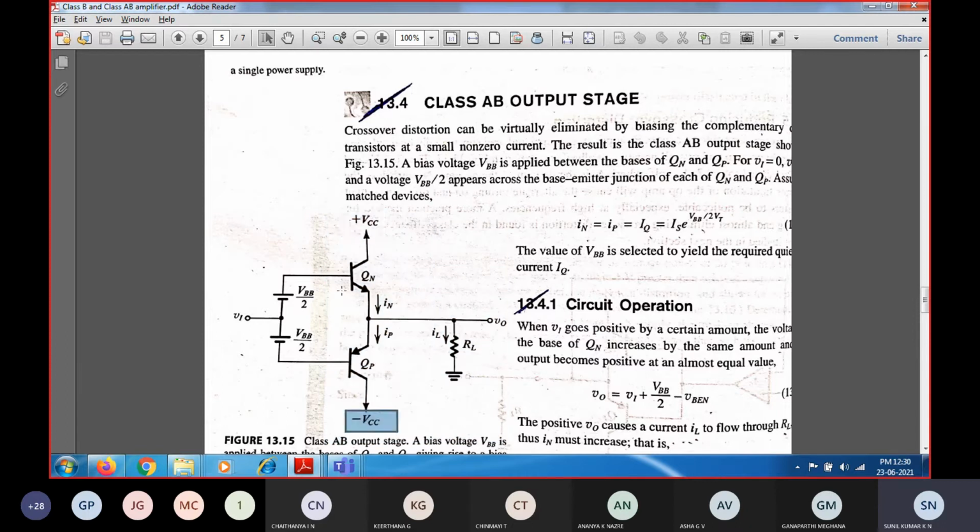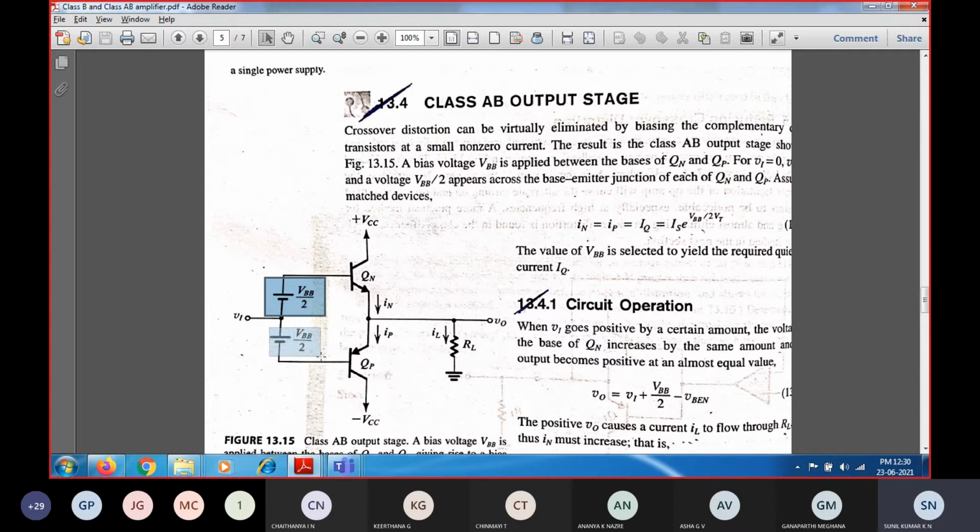Another thing is that the input is connected to the bases of both transistors QN and QP. The only thing that is changed in this amplifier is the DC bias voltage, which is connected to both of the transistors QN and QP.